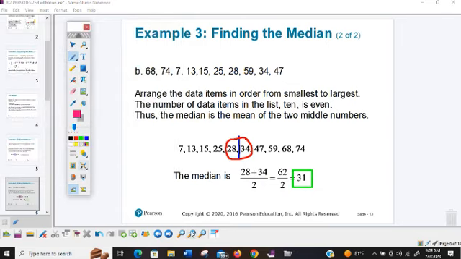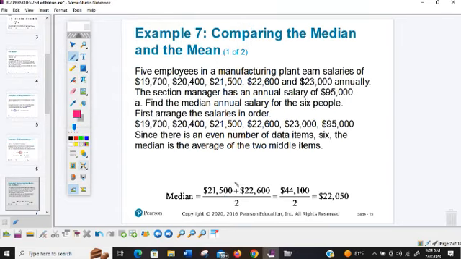Now let's compare mean and median, okay? Because you need to understand the difference. 5 employees in a manufacturing plant earn salaries of $19,700, $20,400, $21,500, $22,600, and $23,000 annually. The service manager has an annual salary of $95,000. Now, when we go to find the median of these 6 people, put them in order. Okay, so 1, 2, 3, 4, 5, 6.